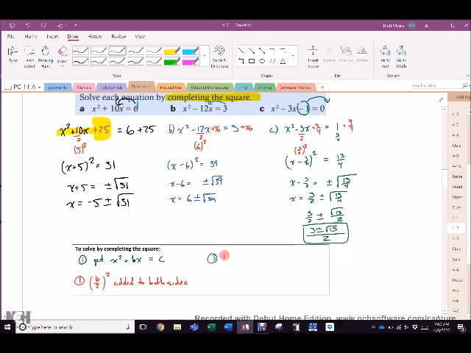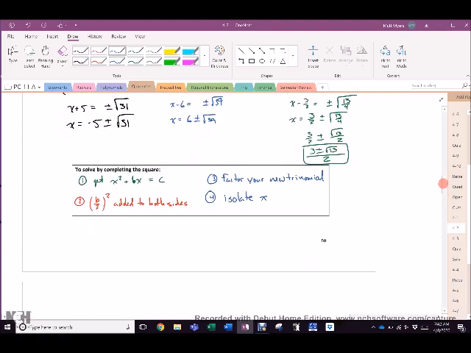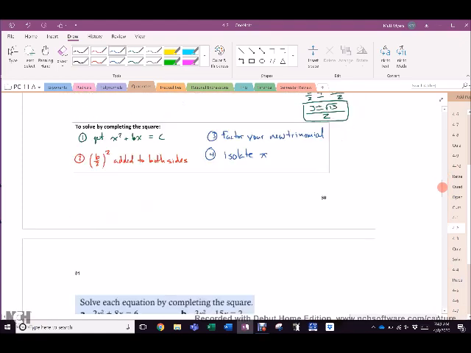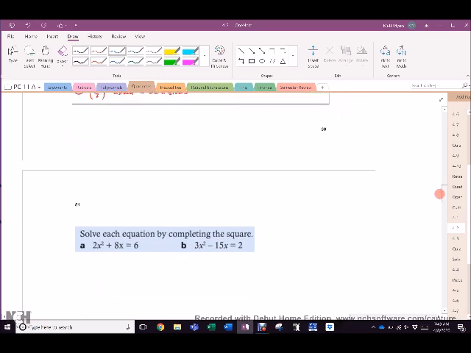Step 3, factor your new trinomial. And 4, isolate x. Those are your 4 steps. They're all right there for you. So let's do this thing.